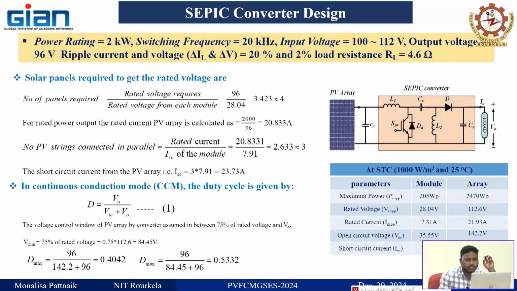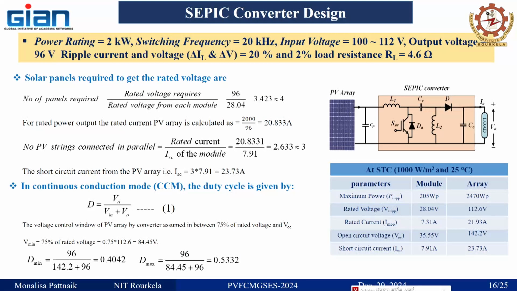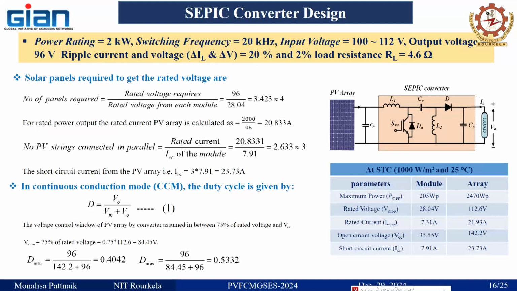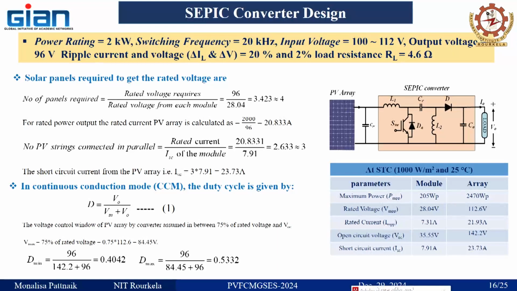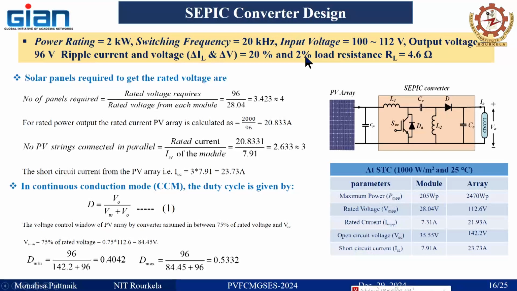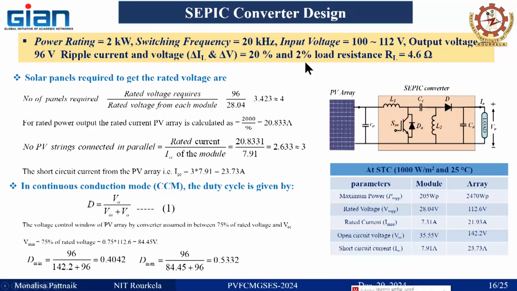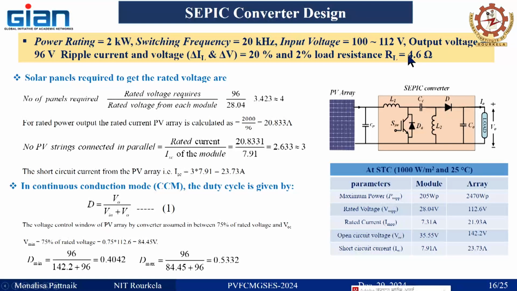Today we are going to design a SEPIC converter for 2 kilowatts with a switching frequency of 20 kilohertz, an input voltage of 100 to 112 volts, and an output voltage of 96 volts. We take the inductor current ripple as 20% and the voltage ripple as 2%. The load resistance, from the formula V squared by R, is 4.6 ohms.